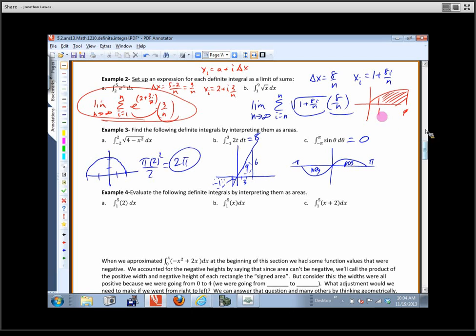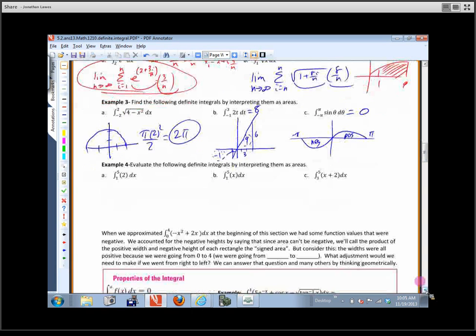And then in this next part we talked about finding these answers, even though they might be a little bit more complicated of a shape, and doing it using geometric areas. So this was the top half of a circle, centered at the origin, radius of 2. So we find the formula for the area of a circle, and then we just take half of it. That is the exact answer.